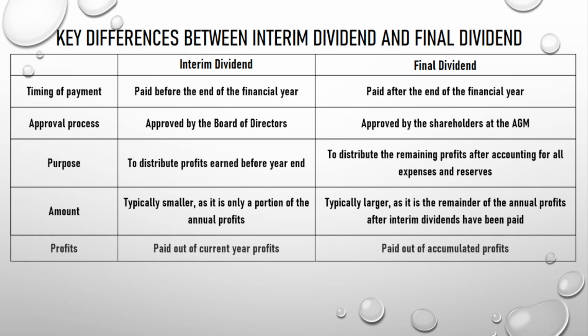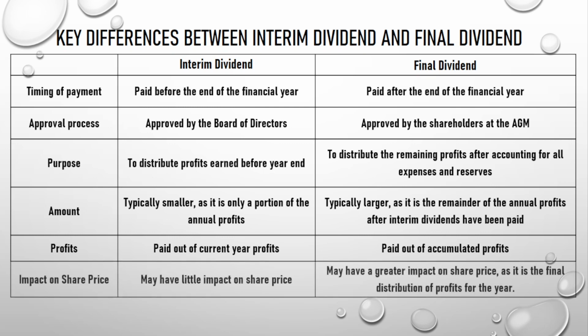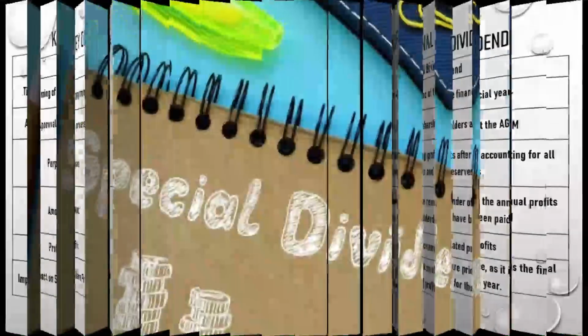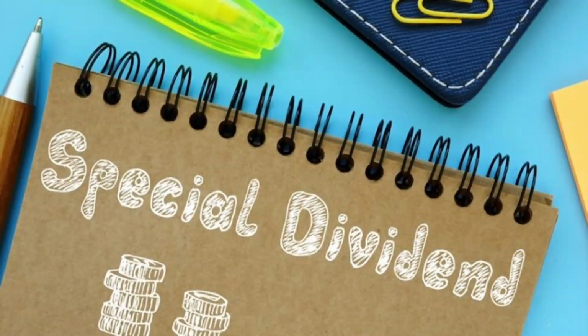Interim dividends are paid out of the current year's profit, whereas the final dividends are paid out of accumulated profit. Interim dividends may have little impact on the share prices, whereas the final dividend may have more impact on the share prices. What is a special dividend all about?